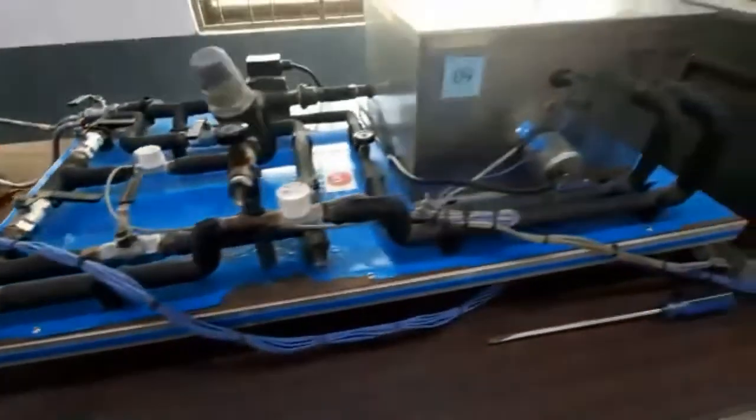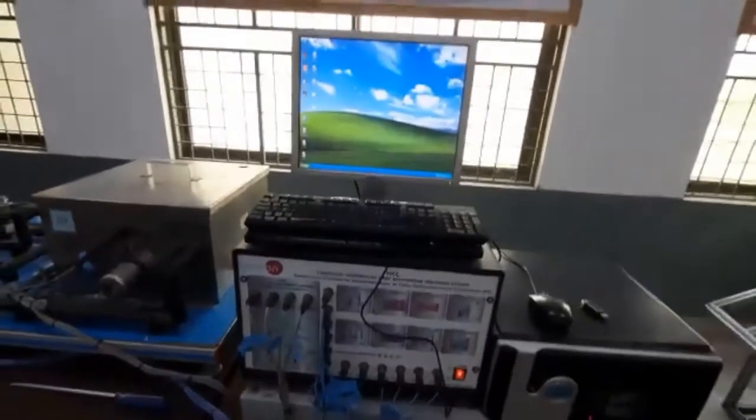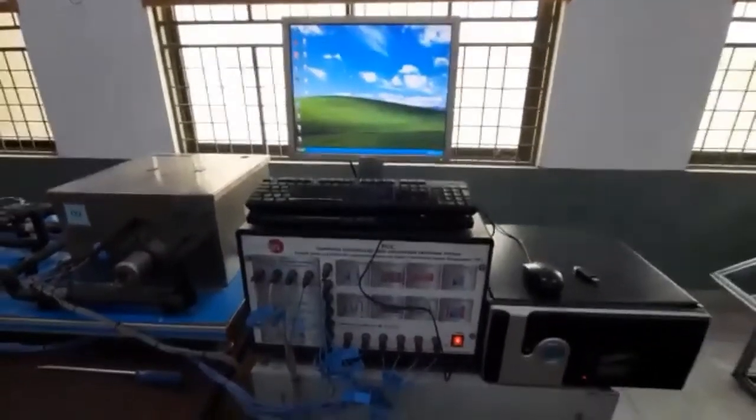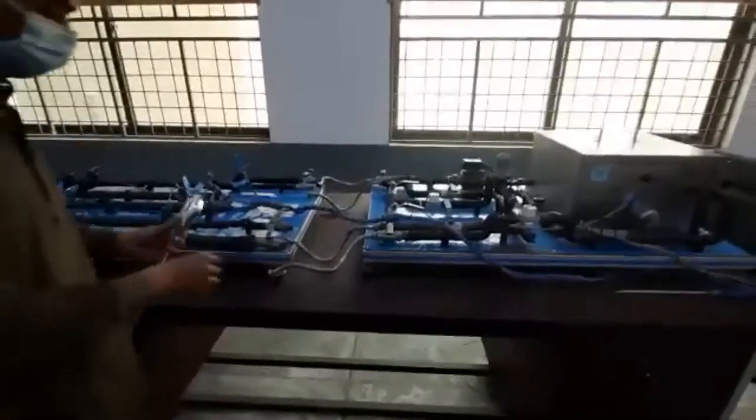So these are all valves, and this is the hot tank in which we have filled the water, and we will heat that water, and we will provide the supply of water. This is the computer unit and interface. We have attached this interface with this main console.